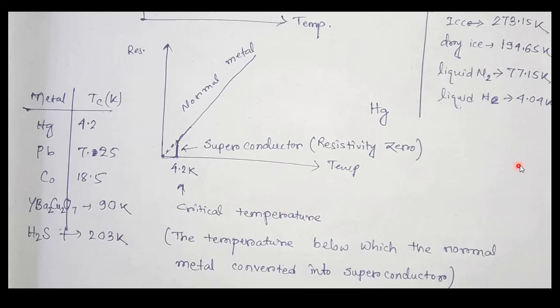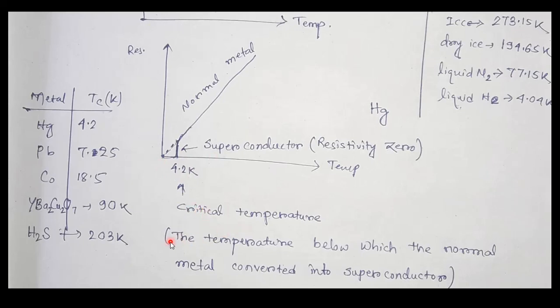You can ask me how we can reach this type of temperature. You can reach it by, you know, for ice 273.15 Kelvin, for dry ice 194.64 Kelvin, for liquid nitrogen 77.15 Kelvin, for liquid helium 4.04 Kelvin. So using liquid helium you can reach this temperature, no problem.